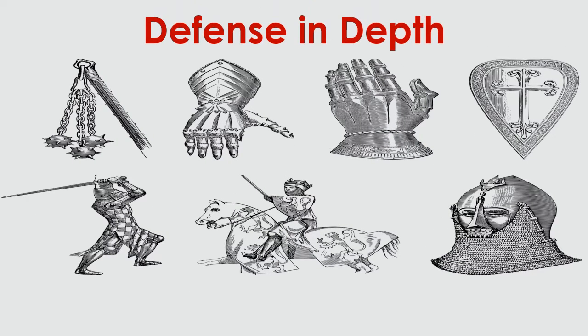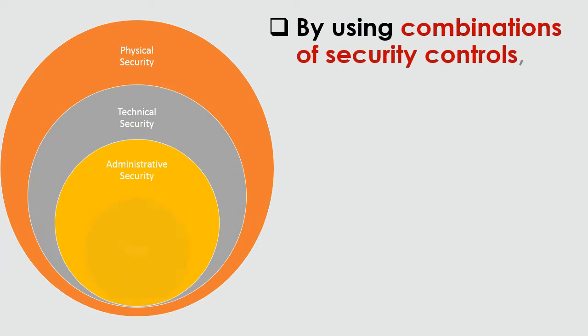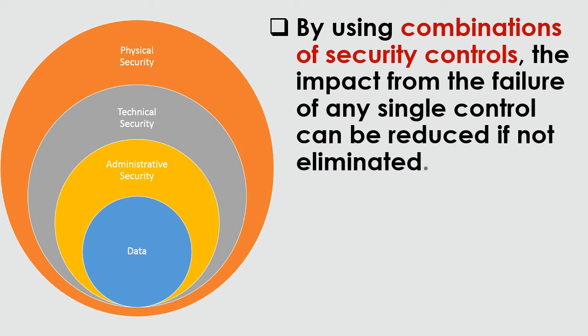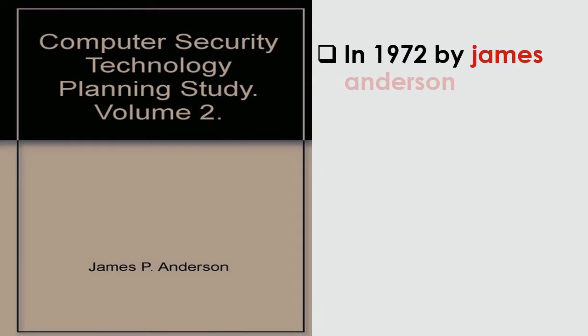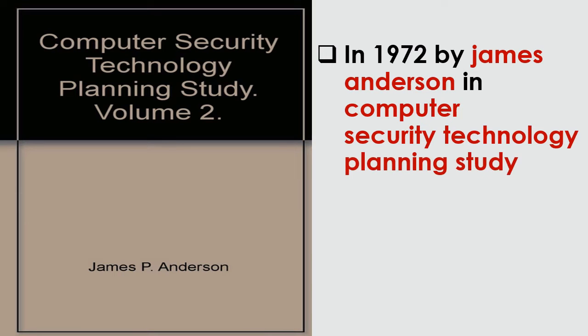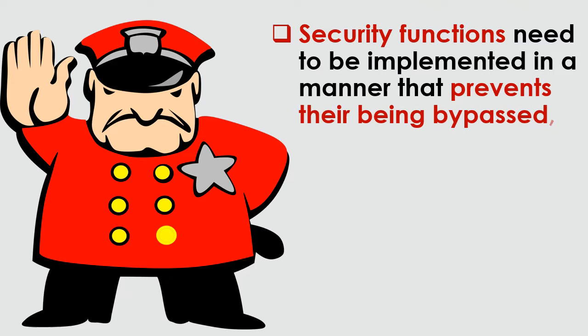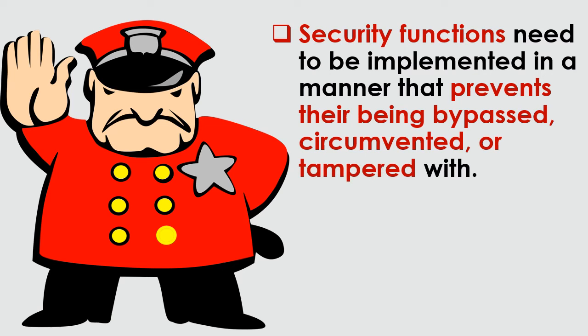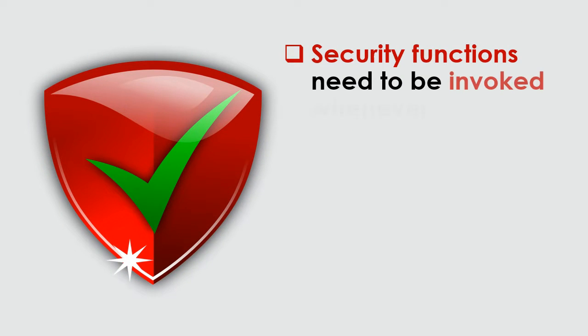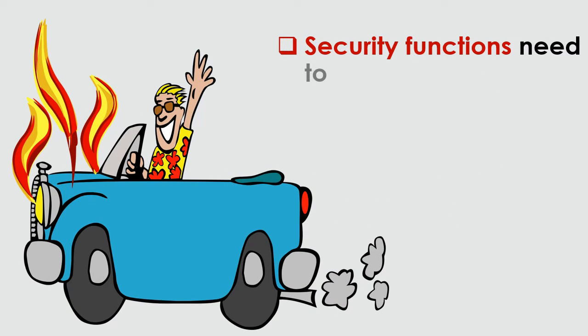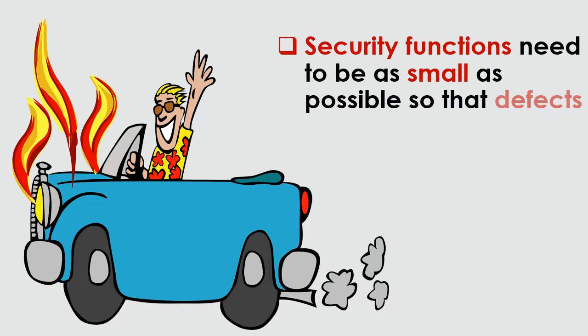Defense in depth. By using combinations of security controls, the impact from the failure of any single control can be reduced if not eliminated. In 1972, James Anderson in Computer Security Technology Planning Study stated that security functions need to be implemented in a manner that prevents their being bypassed, circumvented, or tampered with. They need to be invoked whenever necessary to implement the security control. And they need to be as small as possible so that defects are more likely to be found.